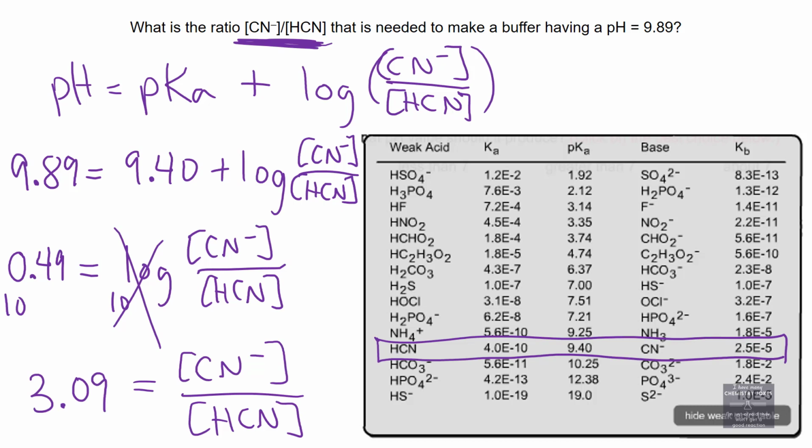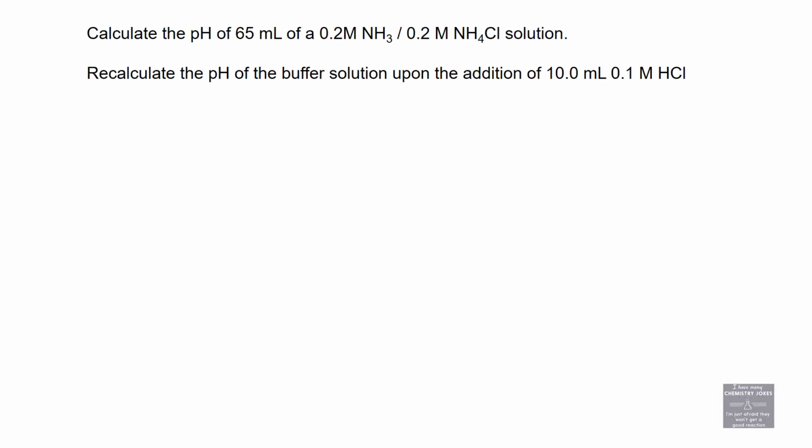What is that 3.09 telling me? It's telling me I need 3 times as much cyanide as I do HCN in order to achieve a pH of 9.89 when I make up this solution. I need 3 times as much base as I have acid in order to make this pH higher than my pKa. In order to make your pH higher than your pKa, you're always going to need more base. So if you had found a decimal number here as this answer, you did something wrong.